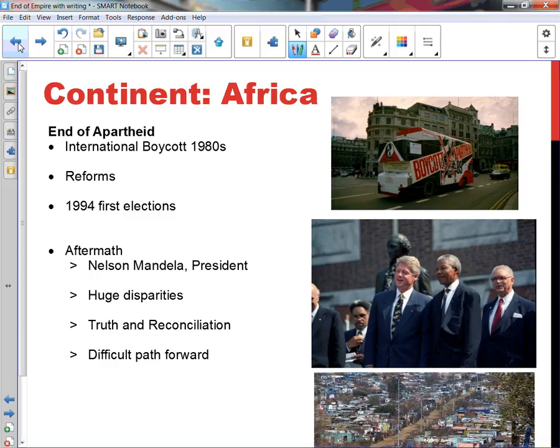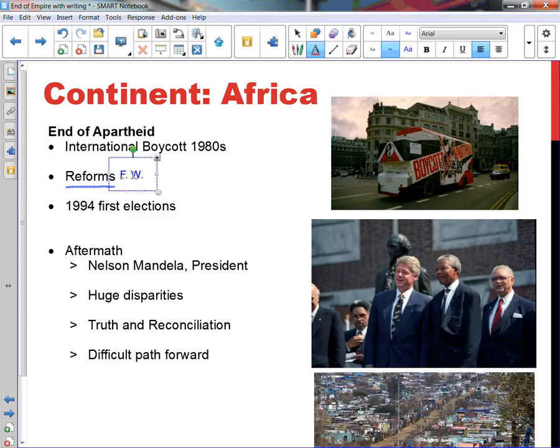All right. So the ending of apartheid began with an international boycott and pressure in the 1980s. And this led to reforms that were led by an Afrikaner president, F.W. de Klerk. And in 1994, the first elections were held where Black Africans could vote. And of course, the ANC won in a landslide, and Nelson Mandela became the first president, and he served as president in South Africa from 1994 to 1999.